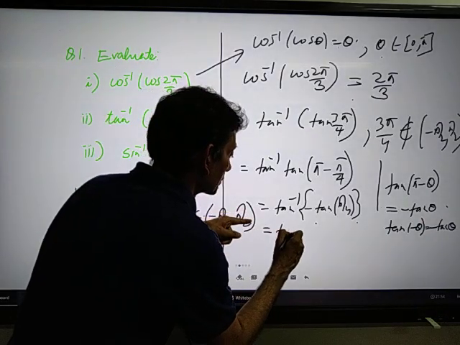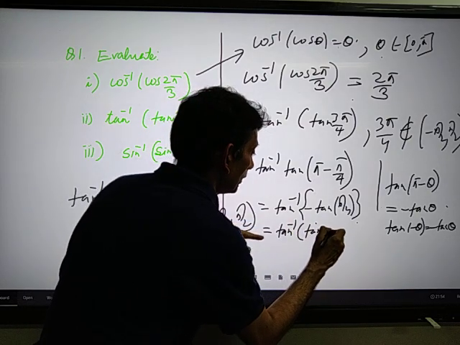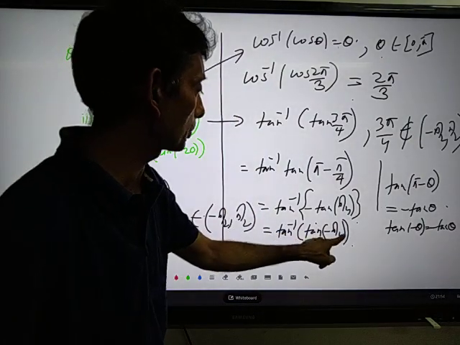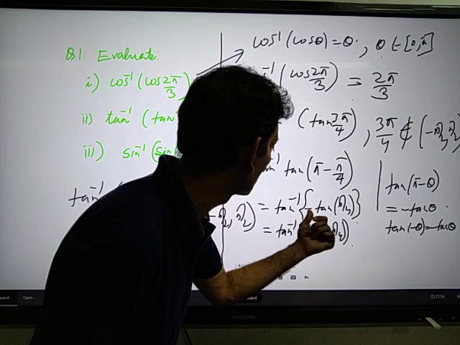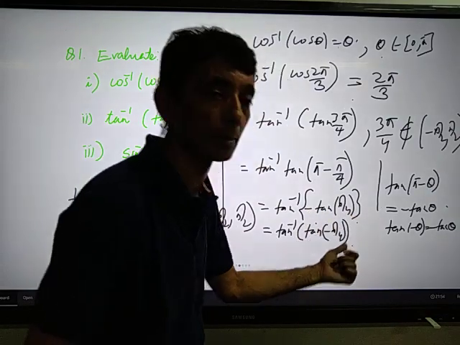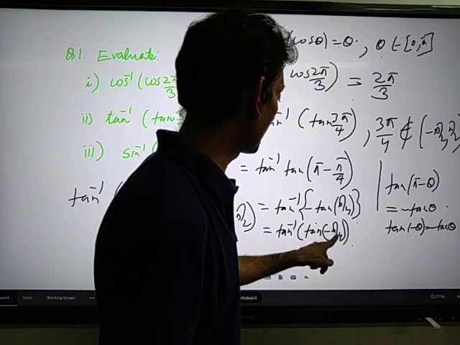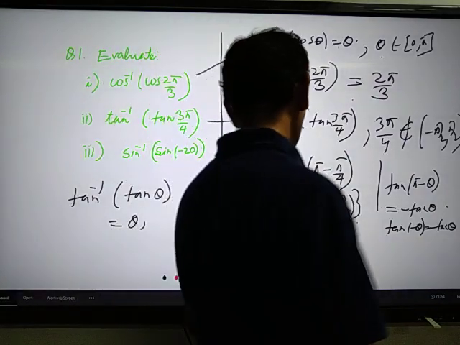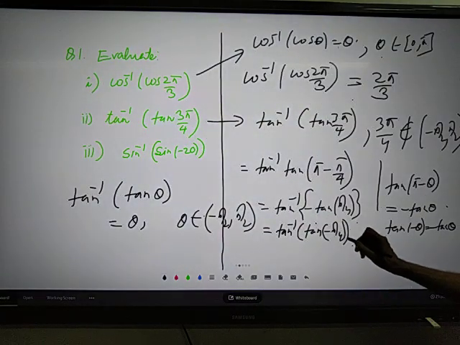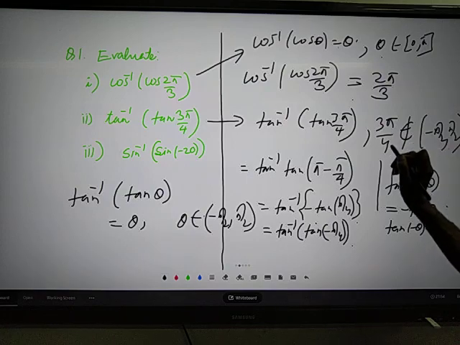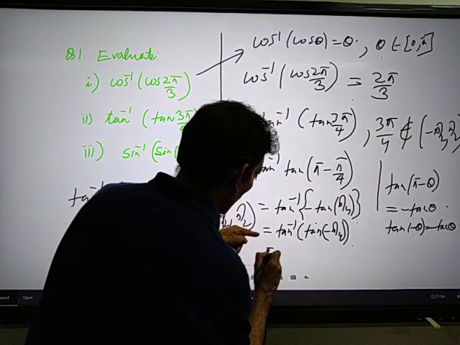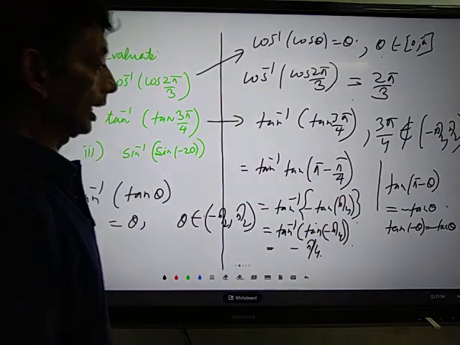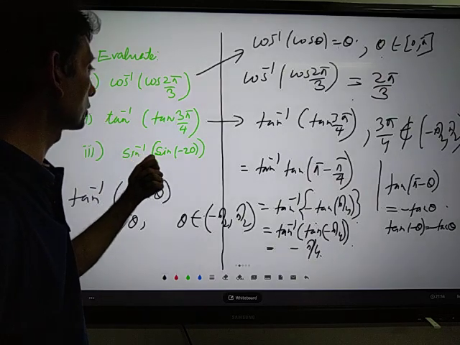Therefore, what's the next step? Tan inverse, you can write tan of minus pi by 4. Can you write it like this? Tan inverse tan of minus pi by 4, because these are two equivalent statements: minus tan pi by 4 is the same as tan of minus pi by 4. Now the question is whether minus pi by 4 lies between minus pi by 2 and plus pi by 2. Yes, it does. Therefore the value of tan inverse tan of minus pi by 4 is minus pi by 4. Done.